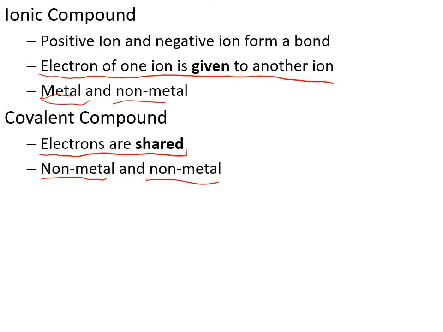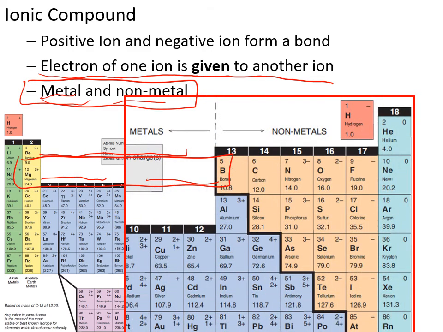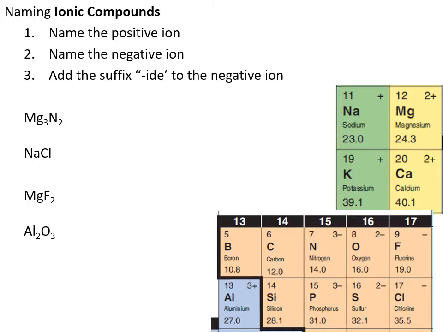But when it comes to naming, we don't really need to know that. We just mainly need to know this metal and non-metal stuff, and again, we can see that over here. Okay, so we're going to learn about basic naming of ionic compounds. I have 3 steps right here. Name the positive ion, then name the negative ion, and then add the suffix "ide" to the negative ion. The suffix means the ending of a word. So right here we have Mg3N2.